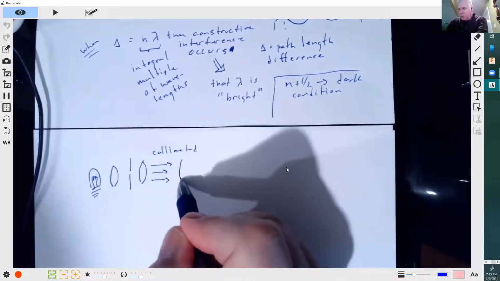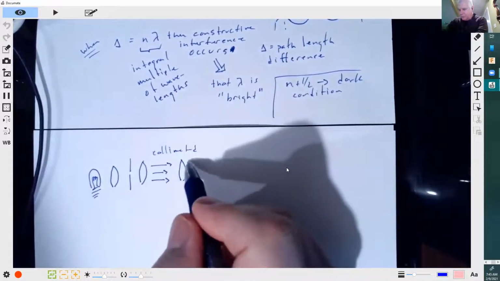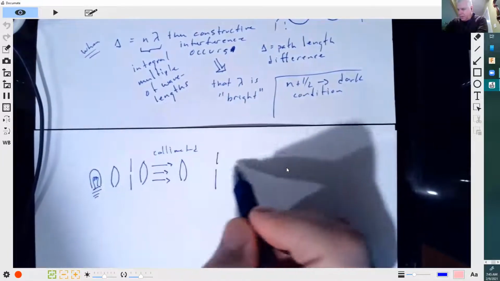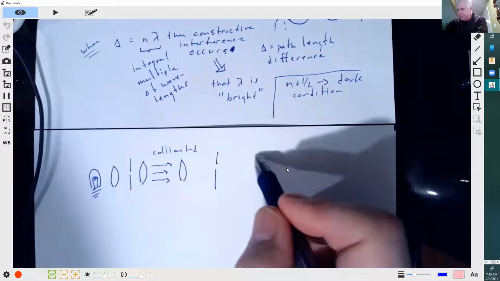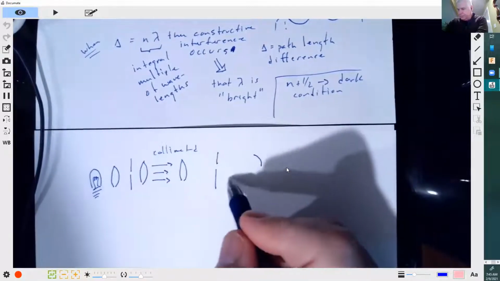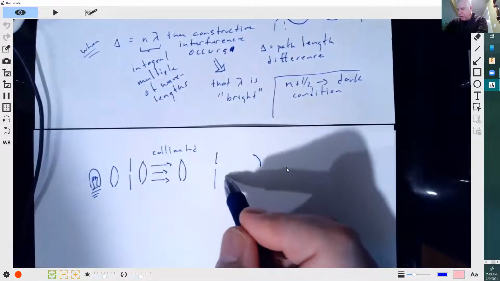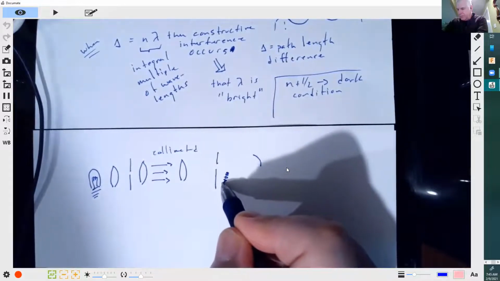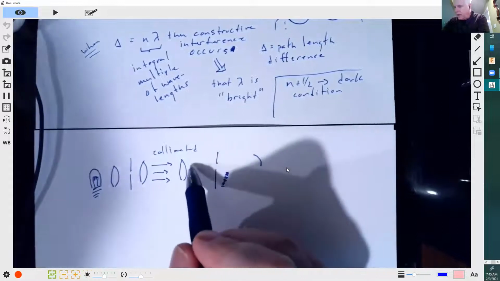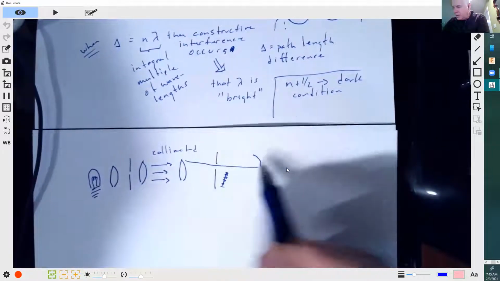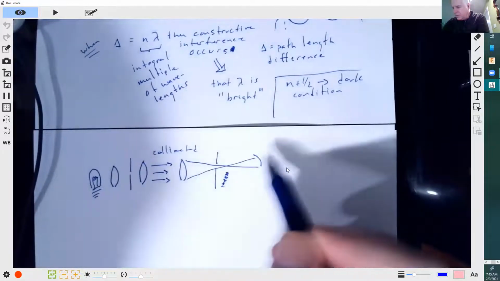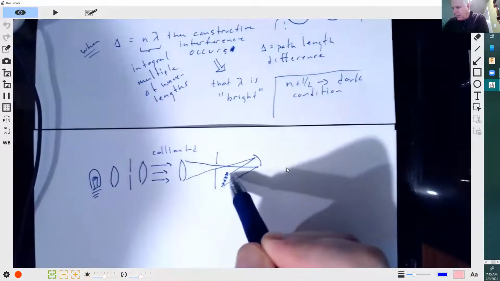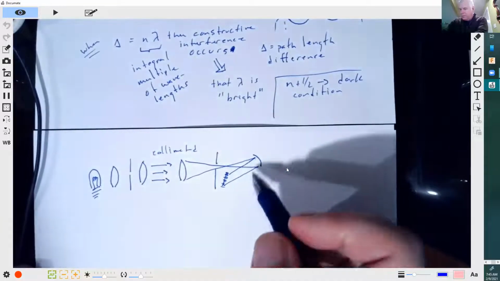And then it's focused onto the input slit of a grating here. So the rays then come in like this, and they are recollimated, and they are directed onto a grating.